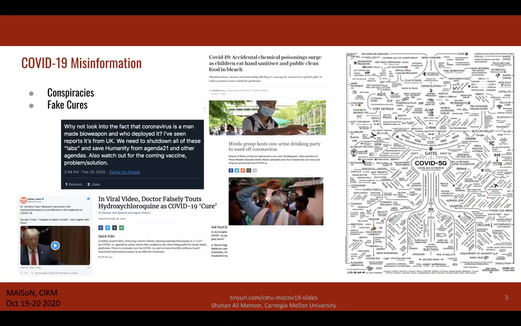From conspiracy theories to fake cures and fake treatments, COVID-19 has become a hotbed for the spread of misinformation online. Examples include the 5G causing COVID-19 conspiracy, using hydroxychloroquine as a COVID-19 cure, and so on. On the right, you see a visual created by someone that includes more than 500 different conspiracies related to COVID-19.